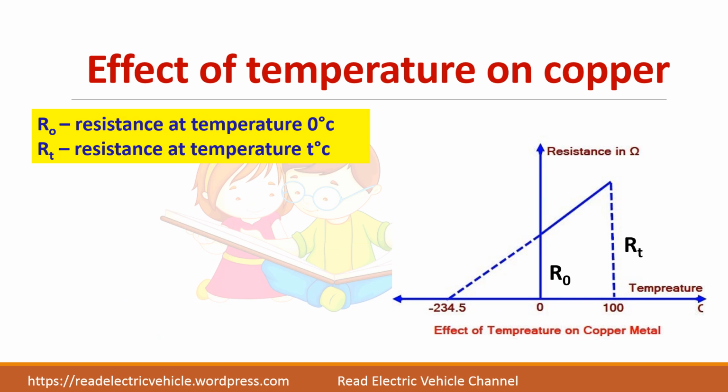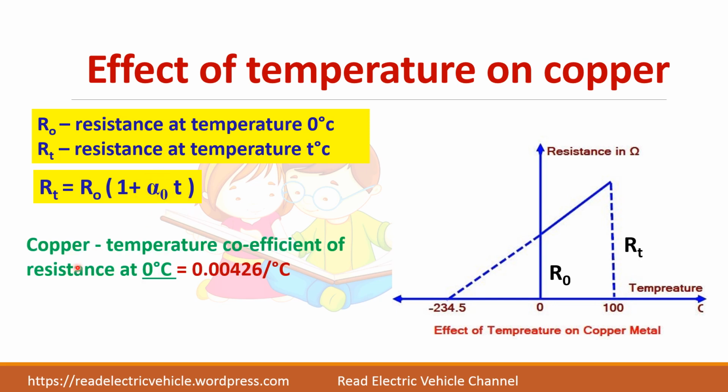Let us see the effect of temperature on copper. This is the graph between resistance and temperature. At 0 degree the resistance is R naught, whereas at 100 degree it has increased to a resistance of RT. So if you know the initial resistance, that is resistance at 0 degree, you can find the resistance at any other temperature. That is given by the formula we have derived earlier. RT is equal to R naught into this one. So what is this alpha naught value for copper at 0 degree? It is equal to this one.